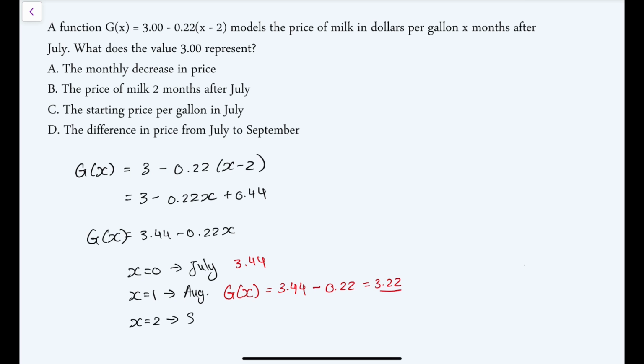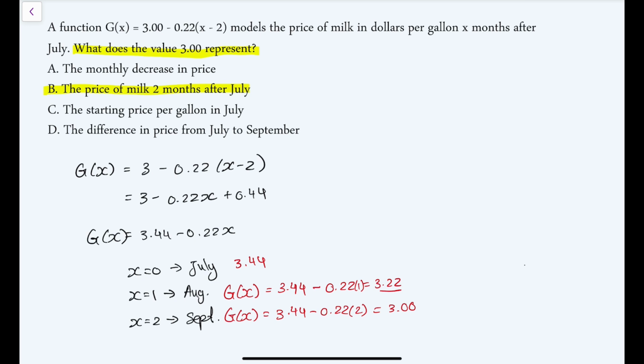Okay? What if x is equal to 2? What month is it? Well, it's going to be September. Let's see what happens. g of x is equal to 3.44 minus 0.22 times 2. That's 3.44 minus 0.44. That's 3. This tells us that when it's 2 months after July, meaning in September, the price per gallon of milk is $3. And recall that the question asks us, what does the value 3 represent? Well, the price of milk 2 months after July, meaning in September.